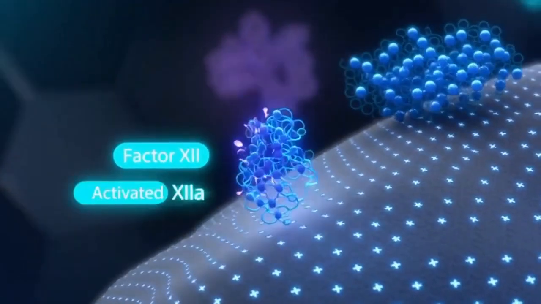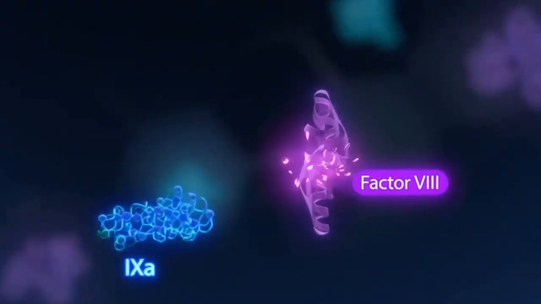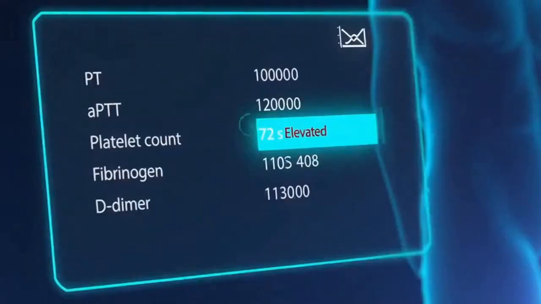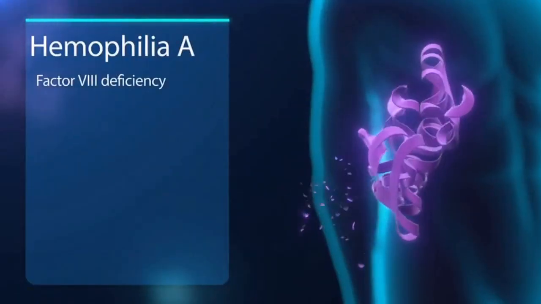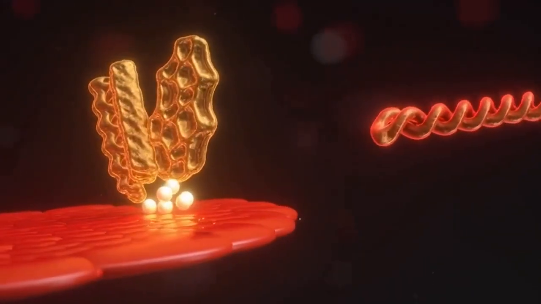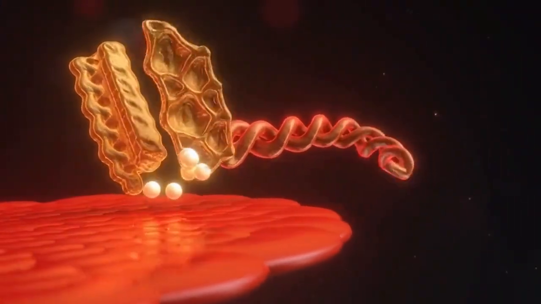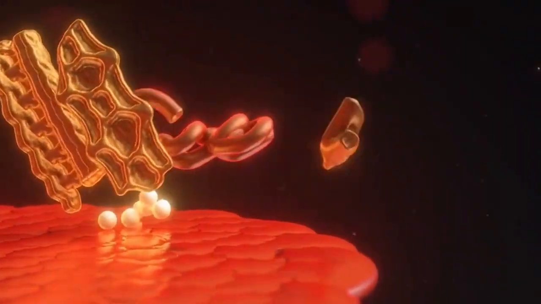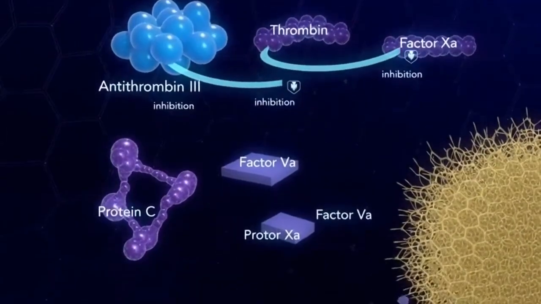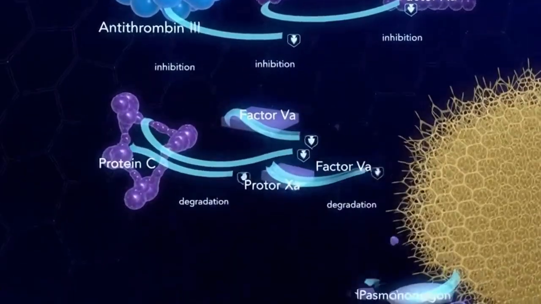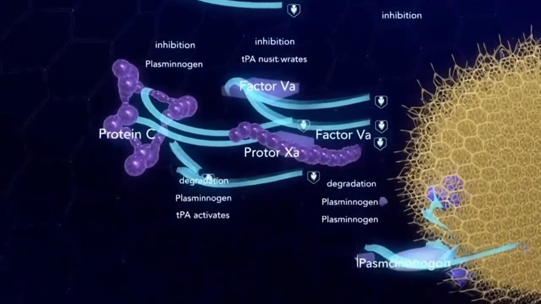The extrinsic pathway is measured in the lab by the prothrombin time, PT, and its normalized version, the INR. Warfarin prolongs the PT by blocking vitamin K-dependent factors II, VII, IX, and X, but factor VII has the shortest half-life, so PT is most sensitive to warfarin.